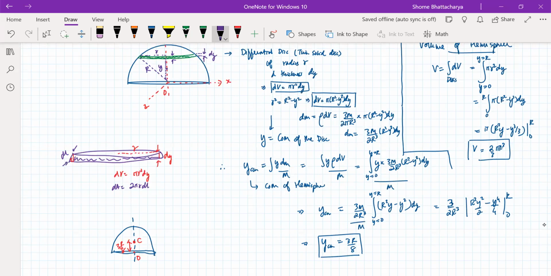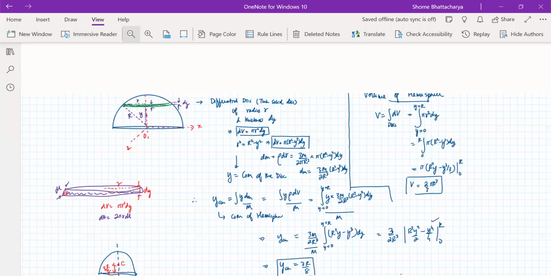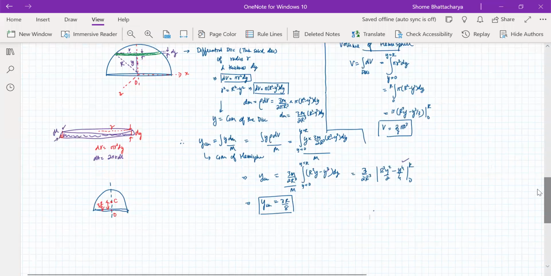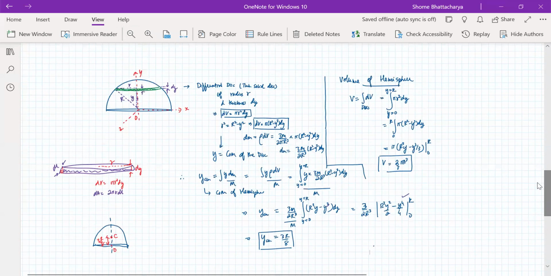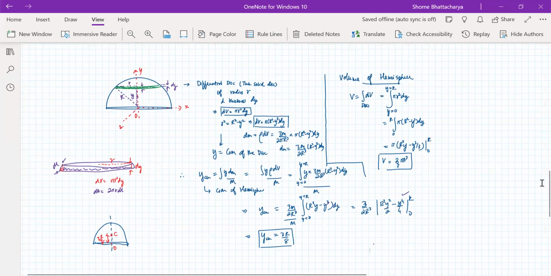So the second last line, that would be y cube, right? The second last, r square y minus y cube, correct. That's how we're getting y to the power 4 by 4. Okay, so this integration is clear to everyone? Any doubt? Okay. So these are the standard derivations and formulae of center of mass of various types of rigid bodies.